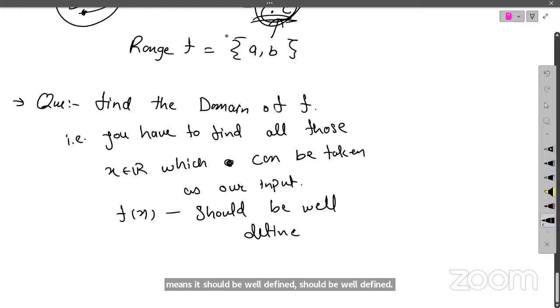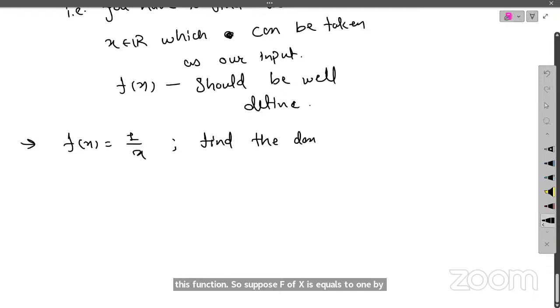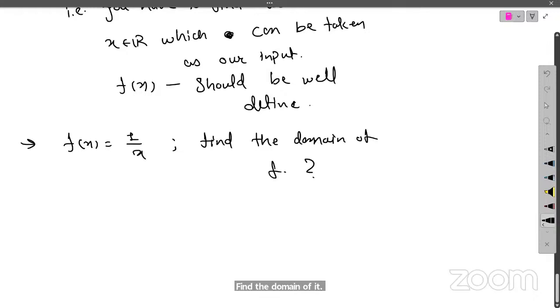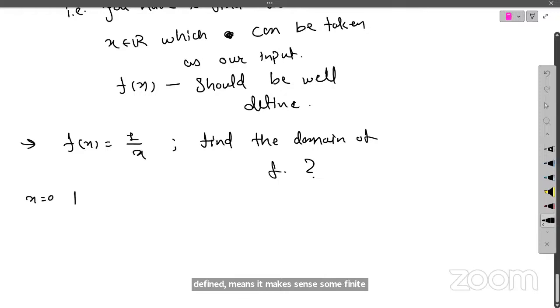So I'll give you a very basic example. The first thing is this function. Suppose f of x is equal to 1 by x, and someone asks you to find the domain of f. Then you have to find all those real numbers for which my function is well defined. Well defined means it makes sense; some finite quantity you have to get. But here you observe that if you put x equal to 0, then f of 0 is equal to 1 by 0, and this is not well defined, right? It is not well defined.